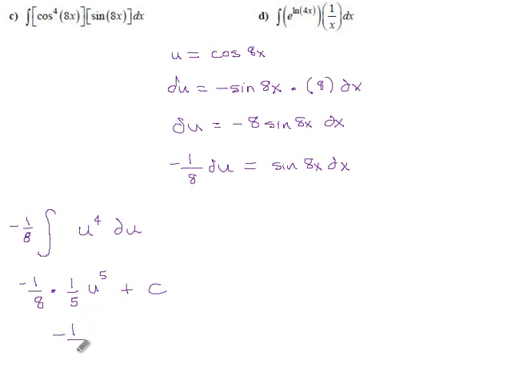Minus 1/40th is our new coefficient. Instead of u we put back cosine 8x, to the fifth power plus c. And if you want to write that as cosine to the fifth of 8x, by all means do that. That's standard notation.